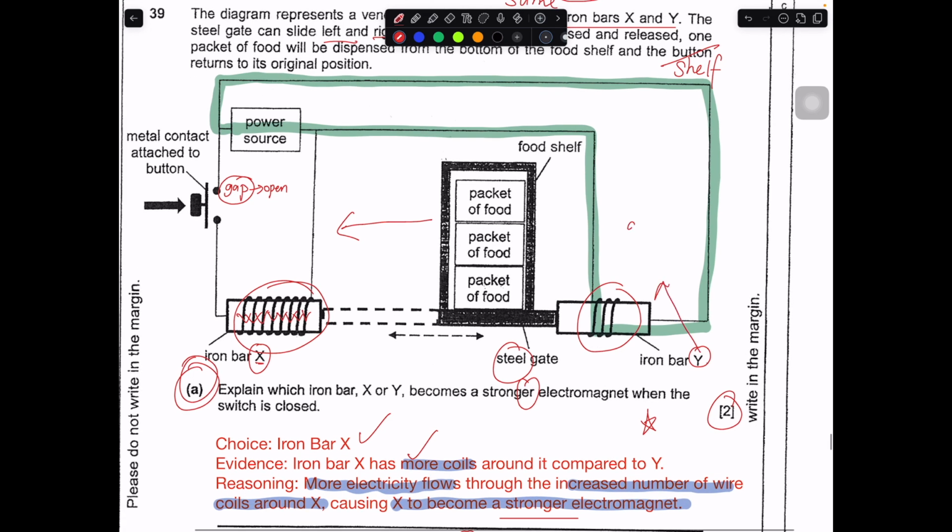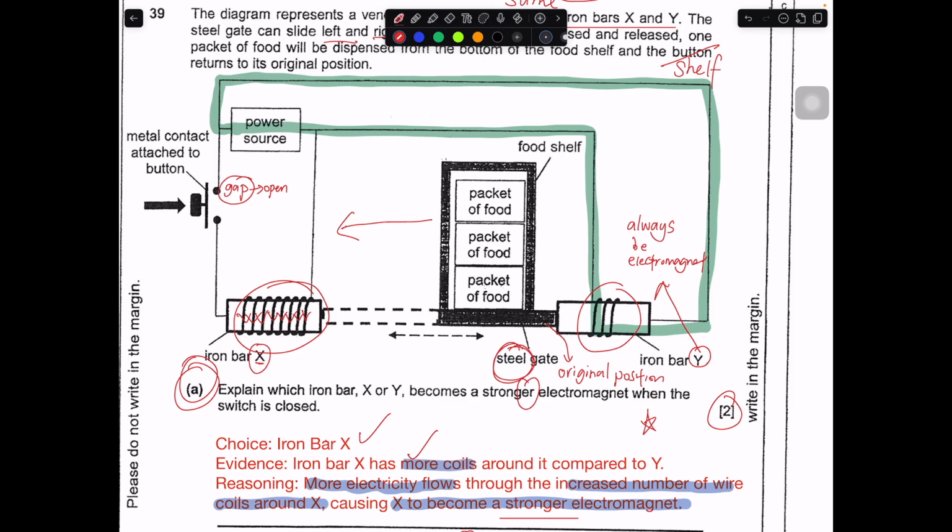This will always be an electromagnet, regardless of whether the button is pressed or unpressed, because there's always electricity flowing through. So that means the steel gate will always be in this position. In this case, this will be the original position.